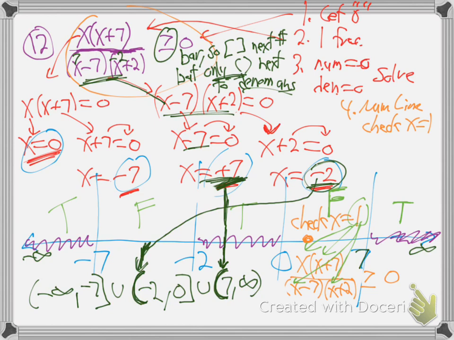But the other numbers get brackets because we did have a bar. Bar, bracket, bar, bracket. So the -7 has a bracket, and the 0 has a bracket. And the infinities, they always get parentheses. So there's the answer. Pretty complex.